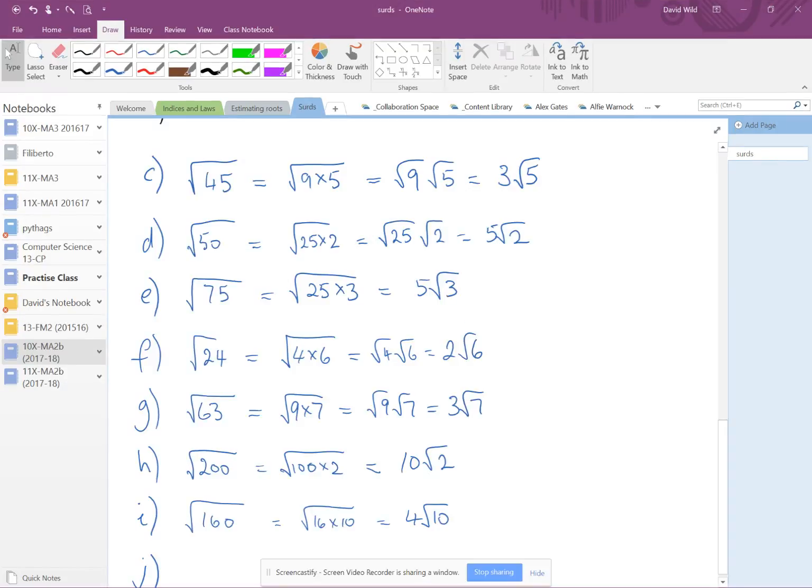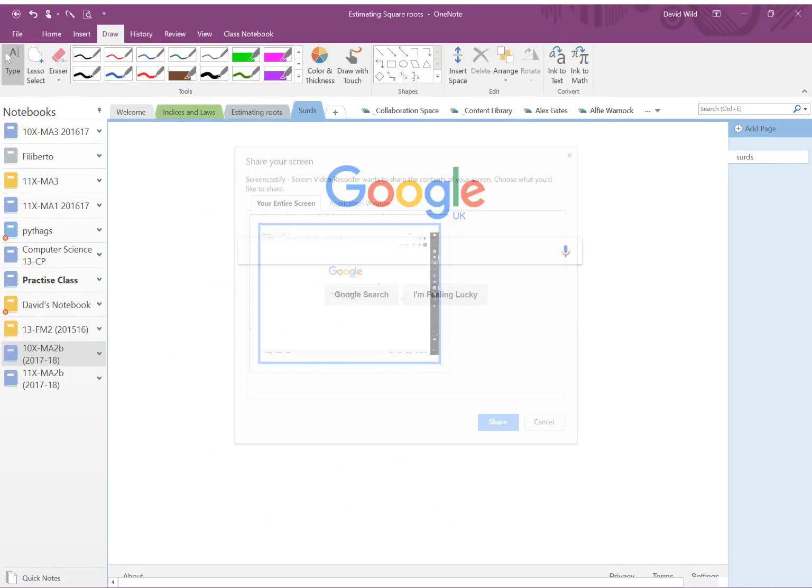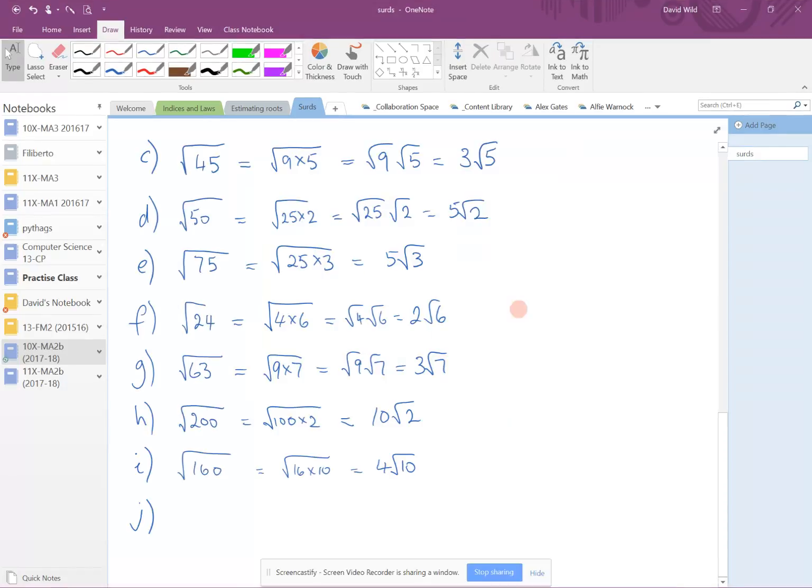Right, let's just check some answers, please. Okay, so we did A and B. C is root 45, which is root 9 root 5, and root 9 is 3, so it's 3 root 5.